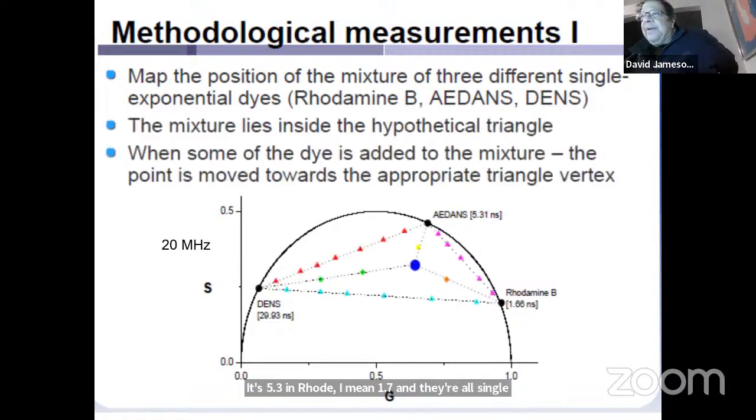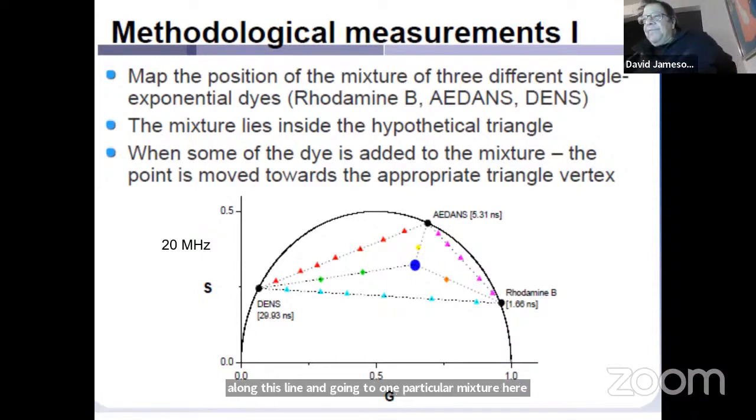And now you start mixing them, and you can see if you mix DNS and AEDANS, all the points lie along this line joining them. DNS and rhodamine along this line, and AEDANS rhodamine along here. Then you can make the ternary mixtures, and they lie along this line and going to one particular mixture here.